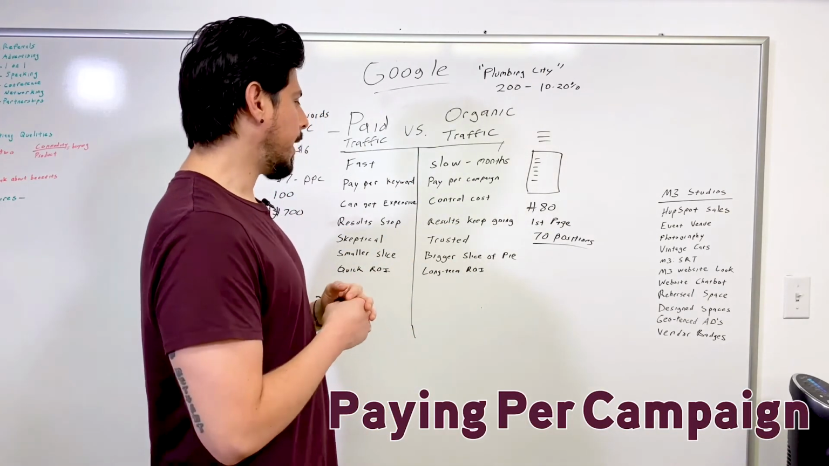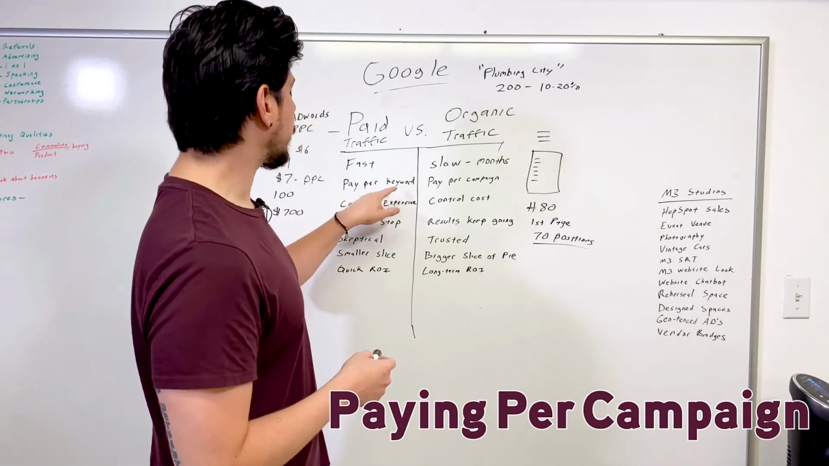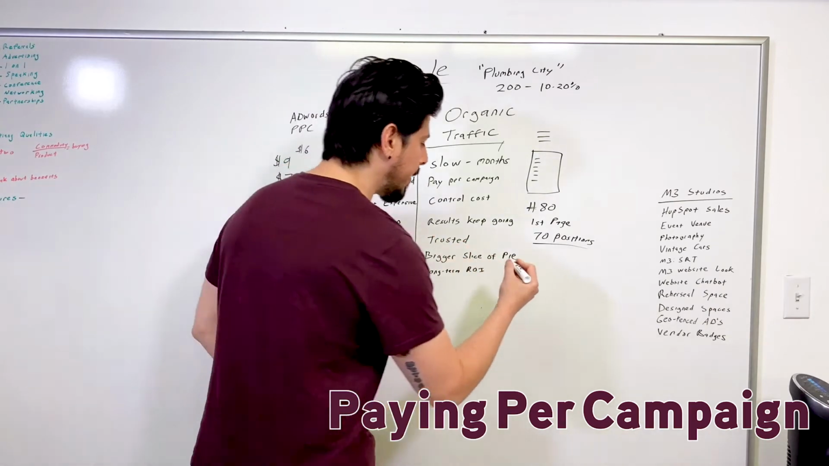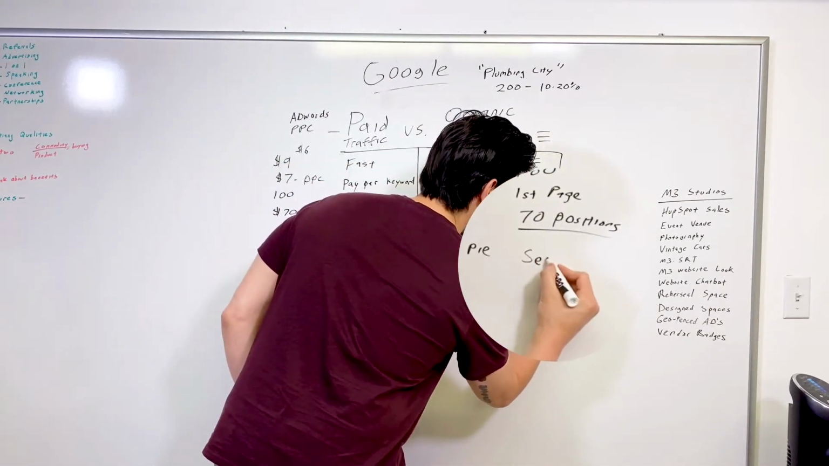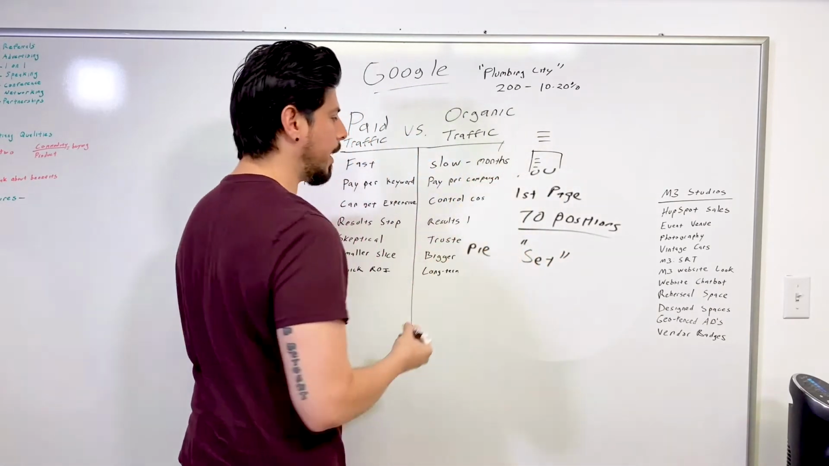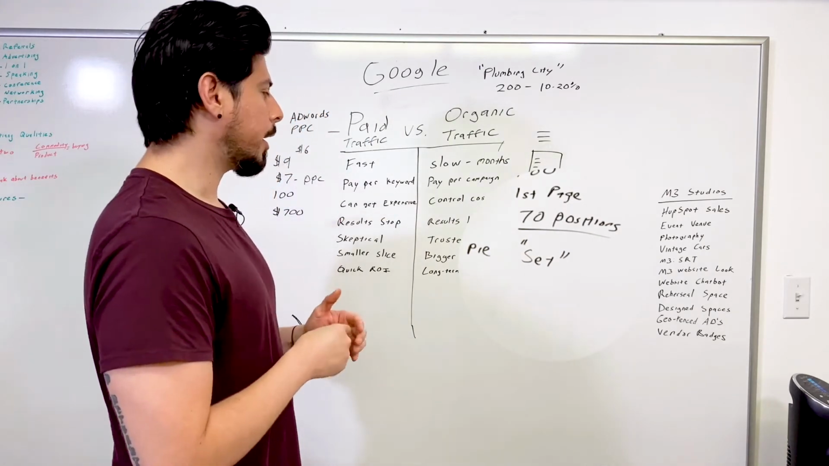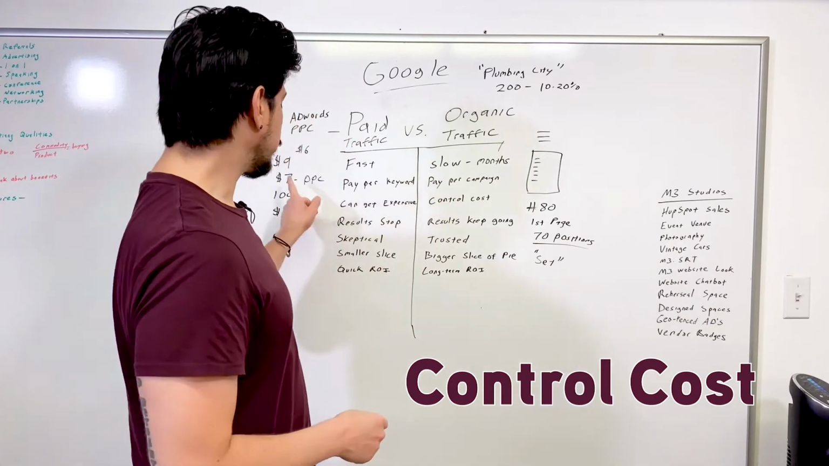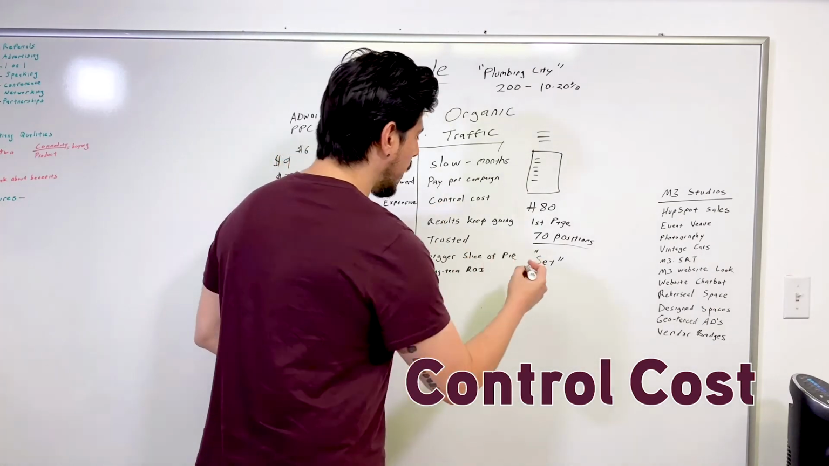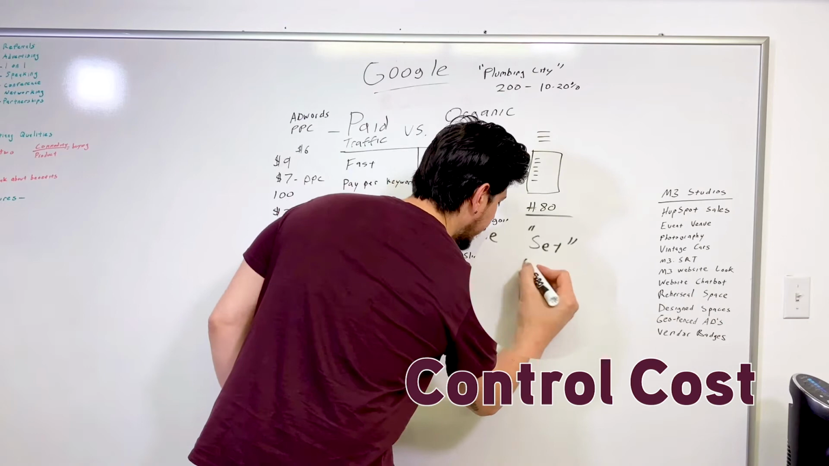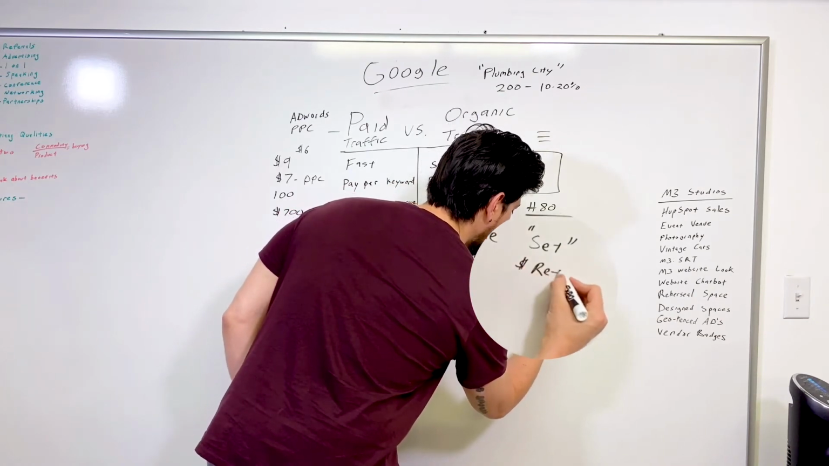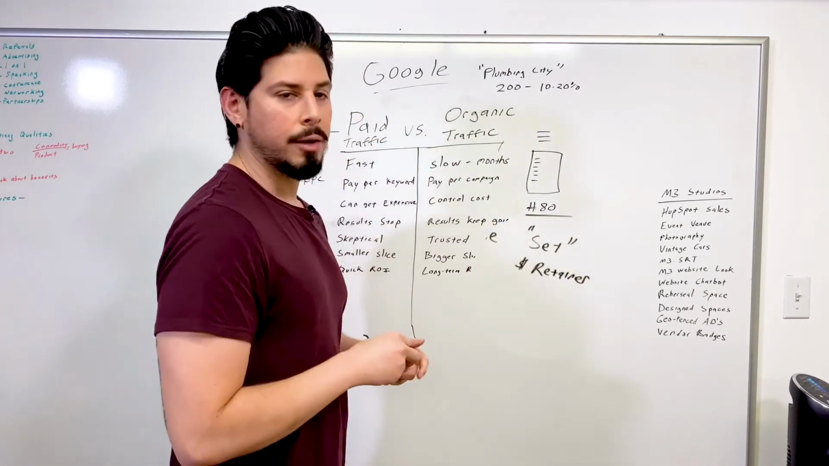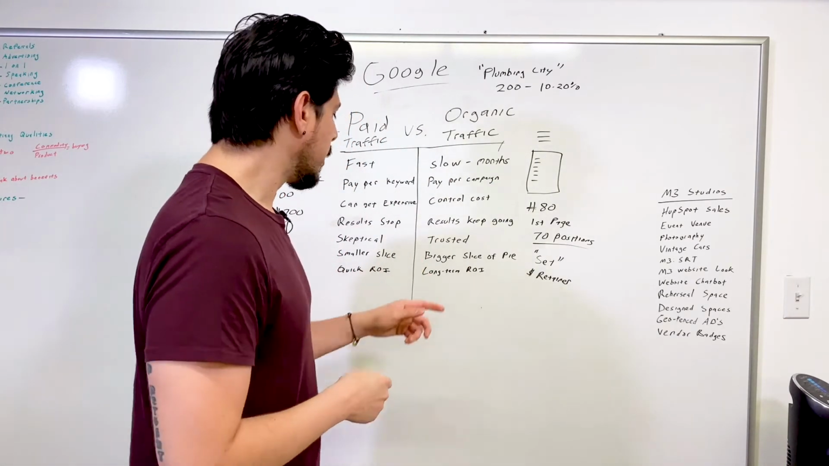You're paying per campaign, as opposed to paying per keyword where you're bidding on individual keywords. Campaigns usually have a set of keywords that you're targeting, which allows you to control cost, because as opposed to paying per keyword, with a campaign you might be paying a specific retainer per month to run your campaign for the set of keywords that you're going after.